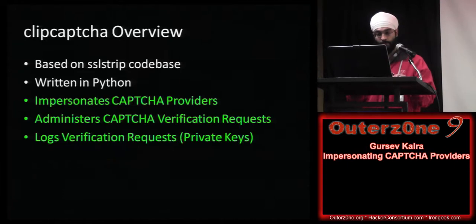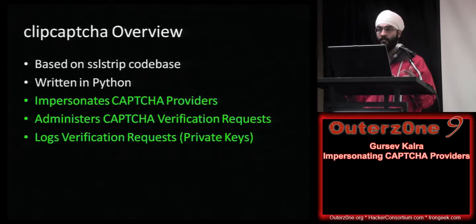All right. So the tool that we're going to discuss today is Elipcapcha. What this does is, it basically lifts off the SSL strip code base. I believe most of you would be familiar with SSL strip, right? So I modified SSL strip to suit my purpose. It's written in Python because SSL strip was Python. What it does is, it impersonates CAPTCHA providers. So it allows you to become a CAPTCHA provider. So you can be reCAPTCHA, or you can be OpenCAPTCHA, or any CAPTCHA provider you want.